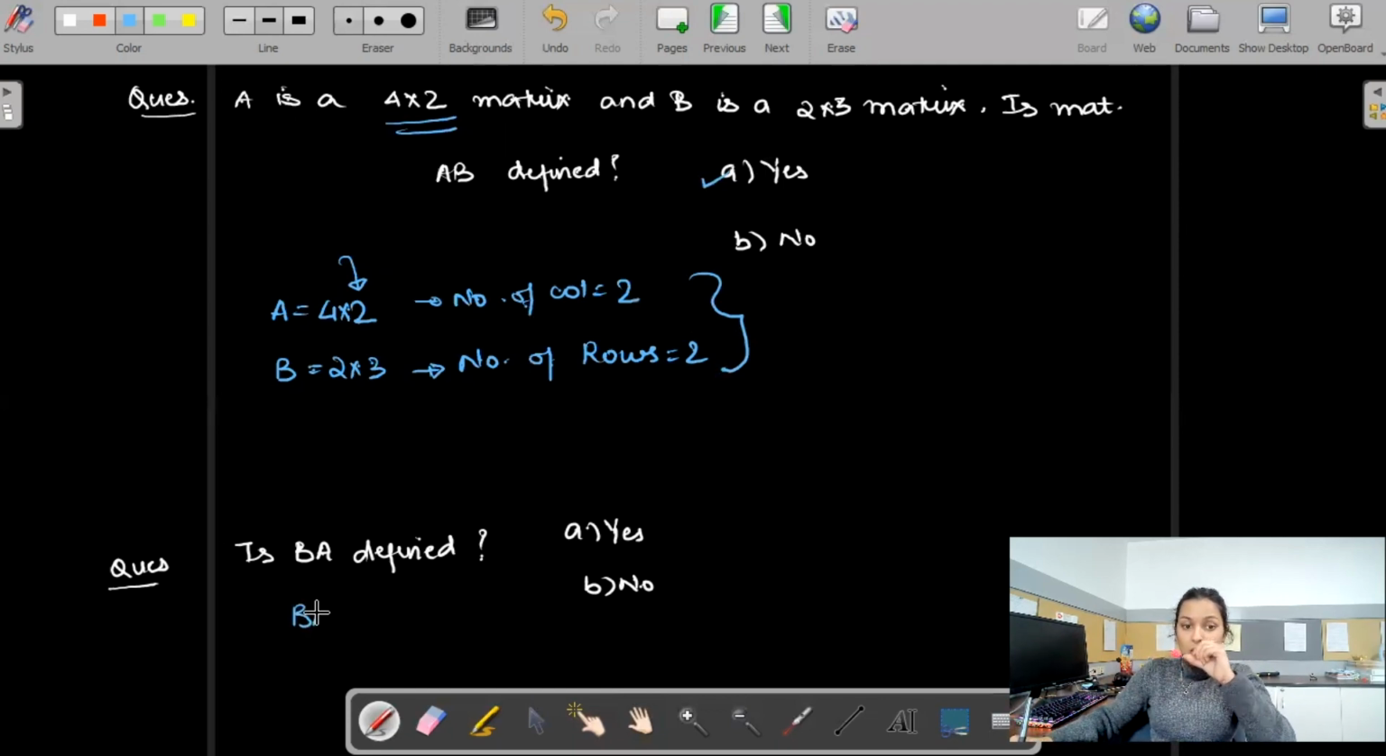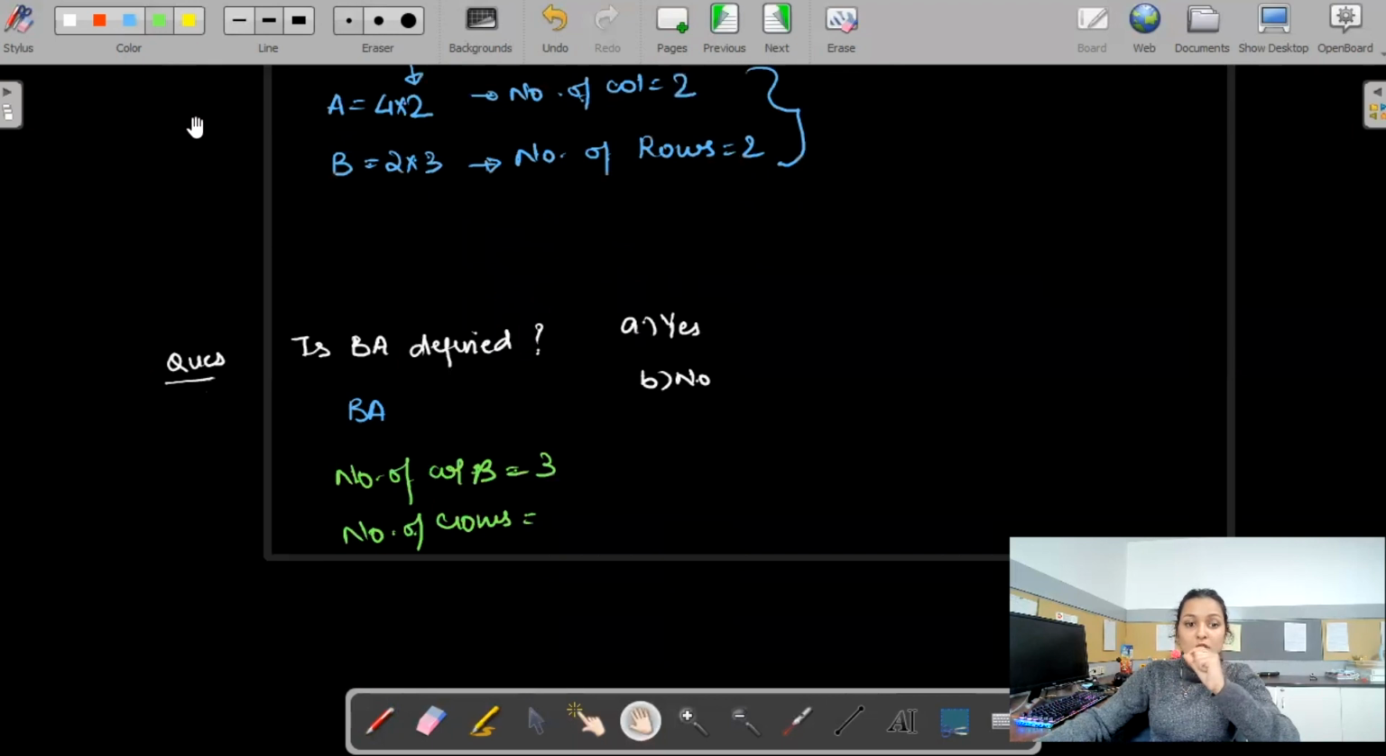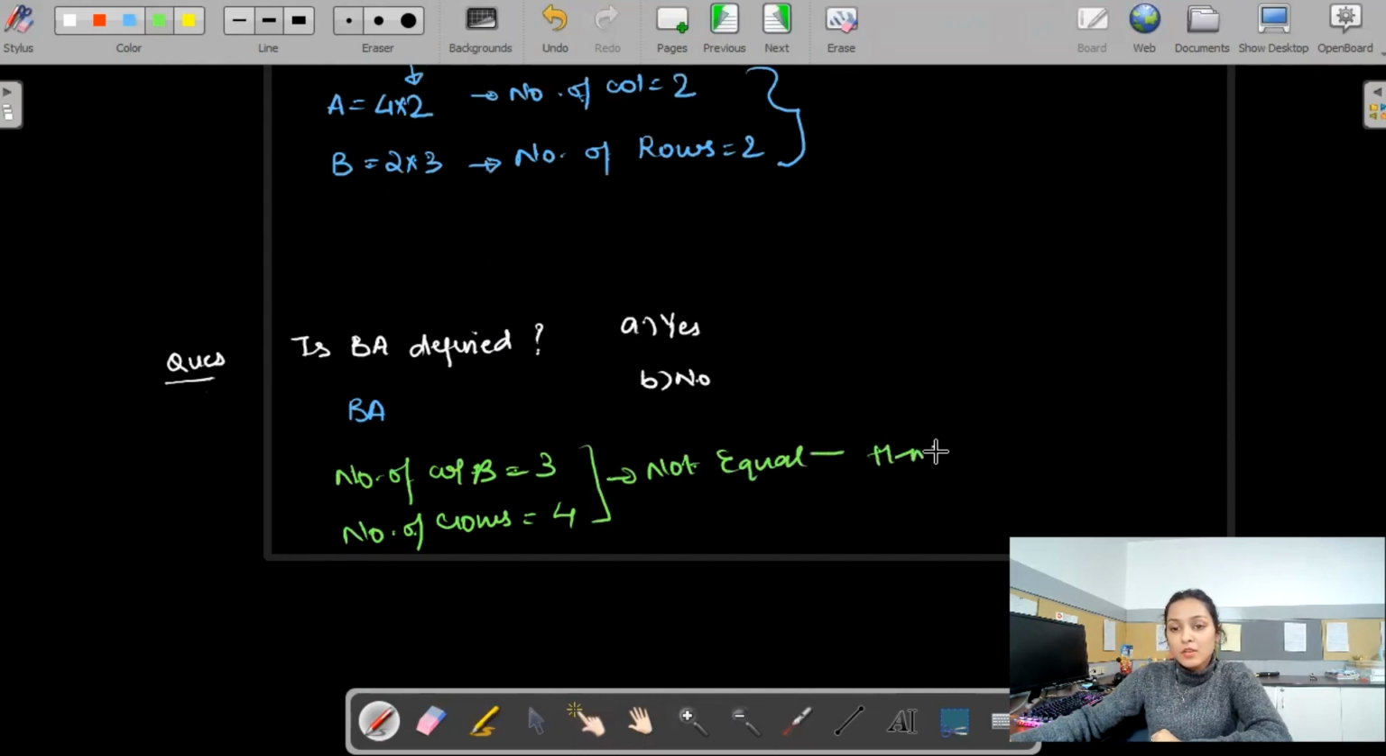बट B क्रॉस A में मुझे क्या देखना पड़ेगा कि number of columns of B matrix should be equal to number of rows of A matrix, ठीक है। Number of columns of B matrix is 3 और number of rows in matrix A is 4, so since they are not equal, hence B into A matrix is not defined. Hence the answer is no.